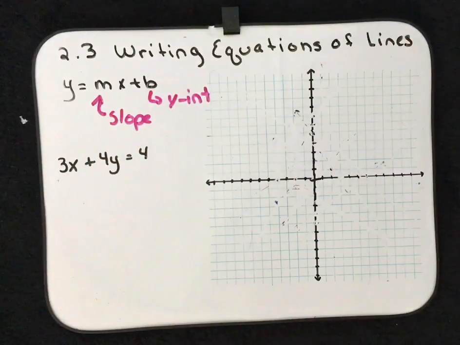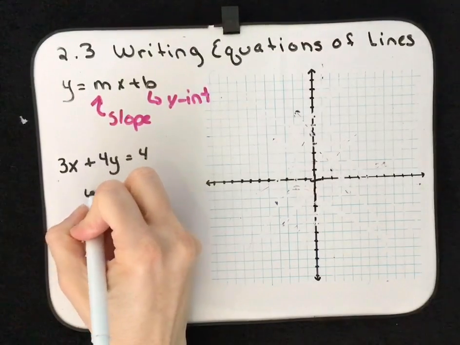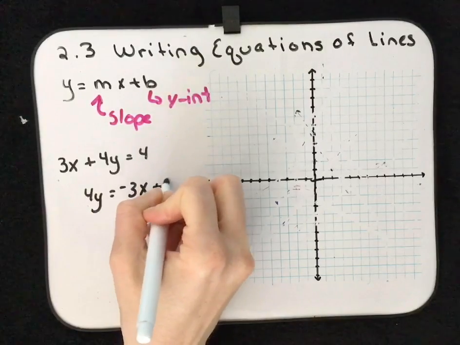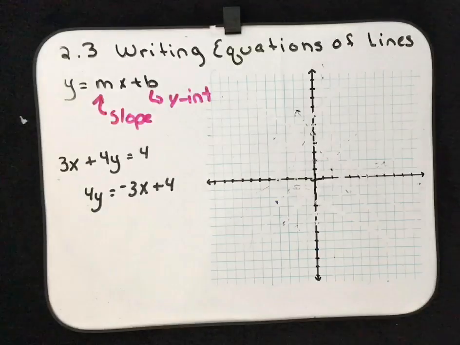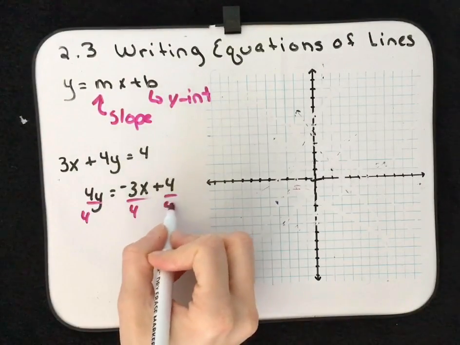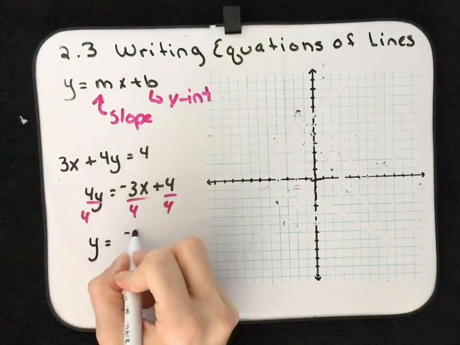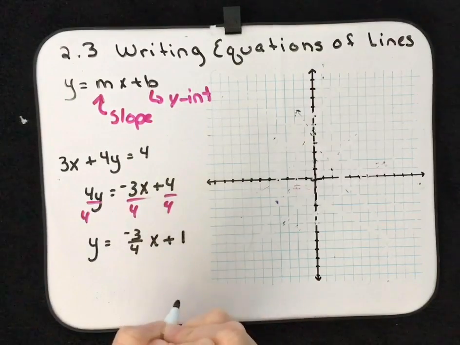This time we have to do a little bit of rearranging before we can find our slope and our y-intercept. So if we do a little bit of rearranging, let's move our 3x over by subtracting 3x from both sides. And then we can divide everything by 4. Now remember, when you divide by 4, you have to divide every single piece. So we have y equals negative 3/4 x plus 1.